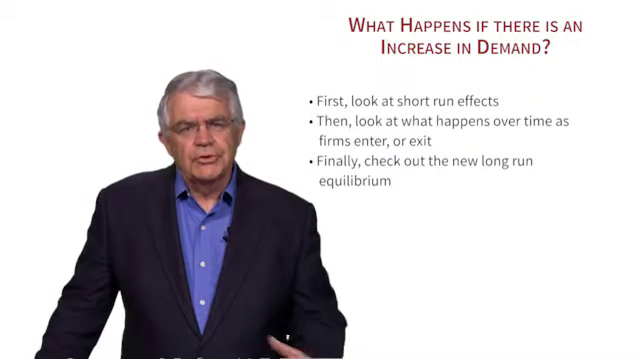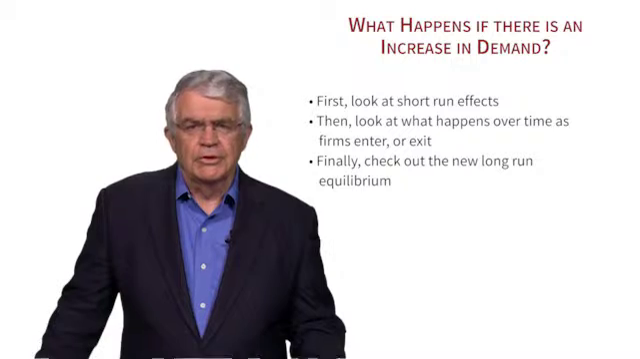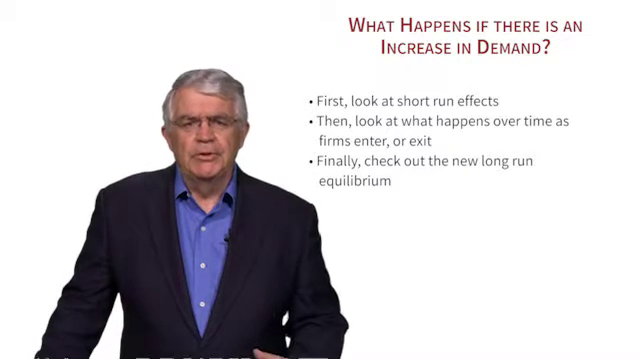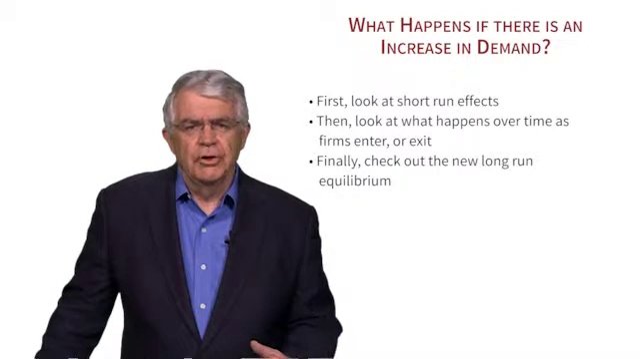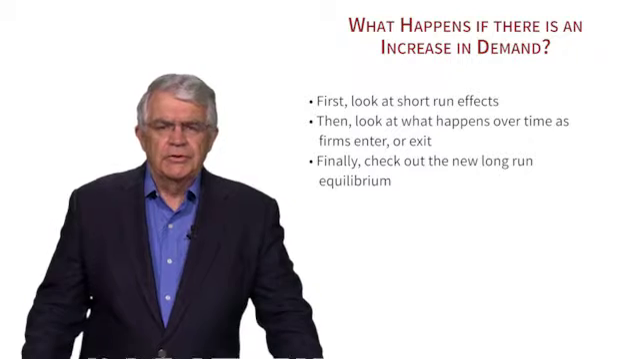So to do that, we're first going to look at the short-run effects. Then we're going to look what happens over time as firms enter and exit. That's a big part of the dynamics here. And then we're going to finally check to see if we got a new long-run equilibrium and what that long-run equilibrium actually looks like. So let's put the graphs up here.